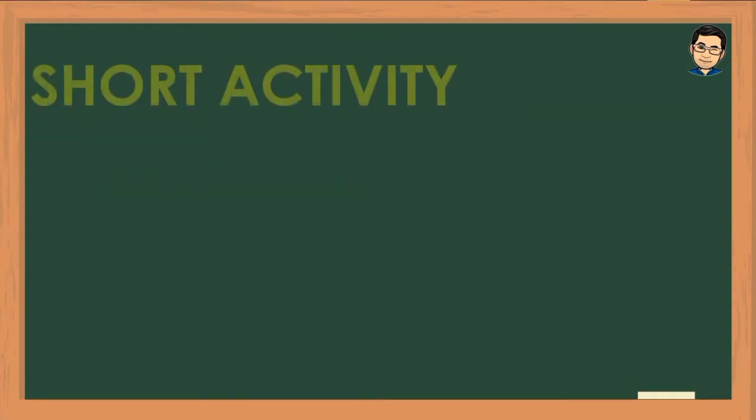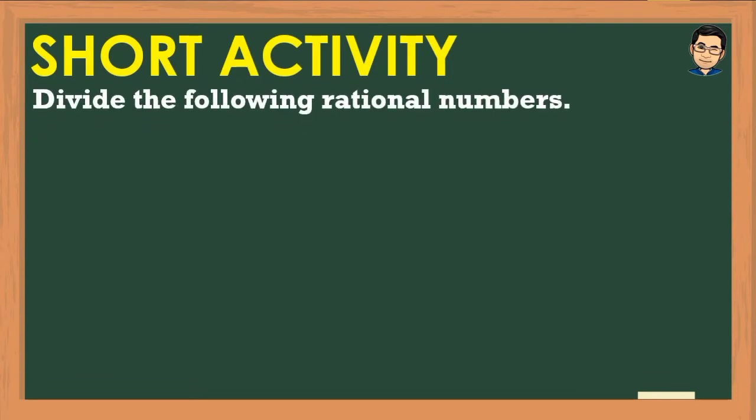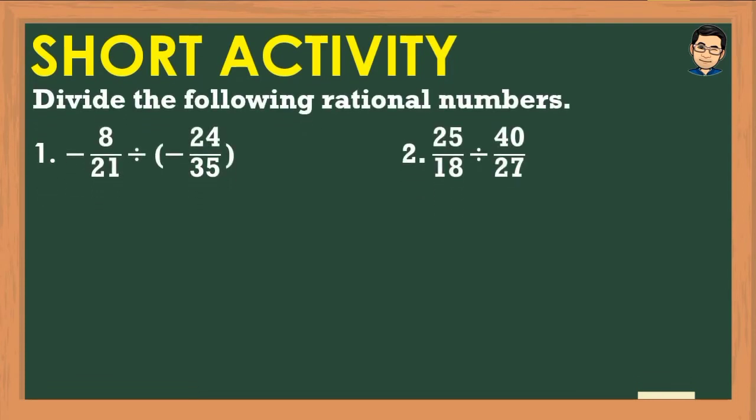So let's have a short activity. Divide the following rational numbers. As you can see, fractions pa rin po naman yung ating mga given. Number 1, negative 8 all over 21 divided by negative 24 over 35. Yung process po ng dividing rational numbers, i-multiply po natin yung dividend sa reciprocal ng divisor. By the way, if we divide negative by negative, that is positive.